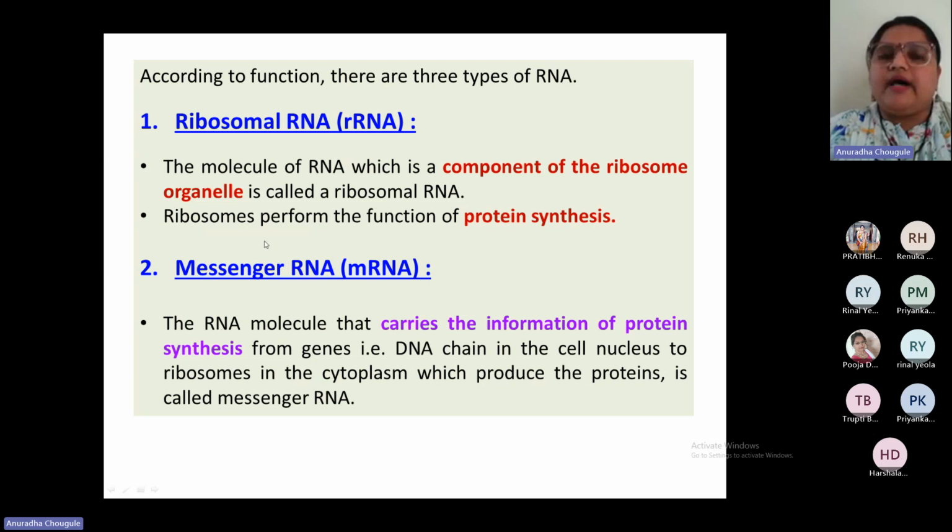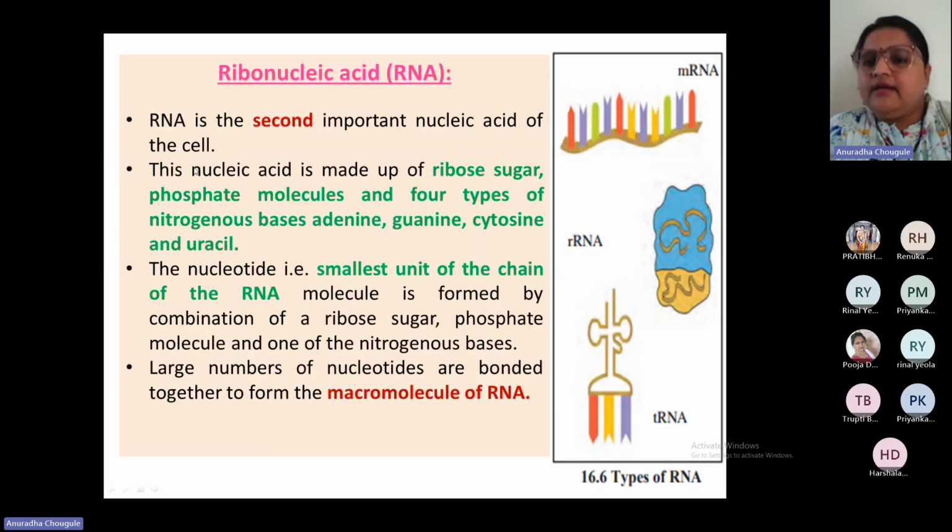So there are three types of RNAs, that you can see in this figure: mRNA, rRNA, and tRNA. This rRNA is nothing but the ribosomal RNA. The RNA is joined to the ribose, that's why it is called rRNA or ribosomal RNA. It plays an important role in protein synthesis, and this is called mRNA. This mRNA is nothing but the messenger RNA.